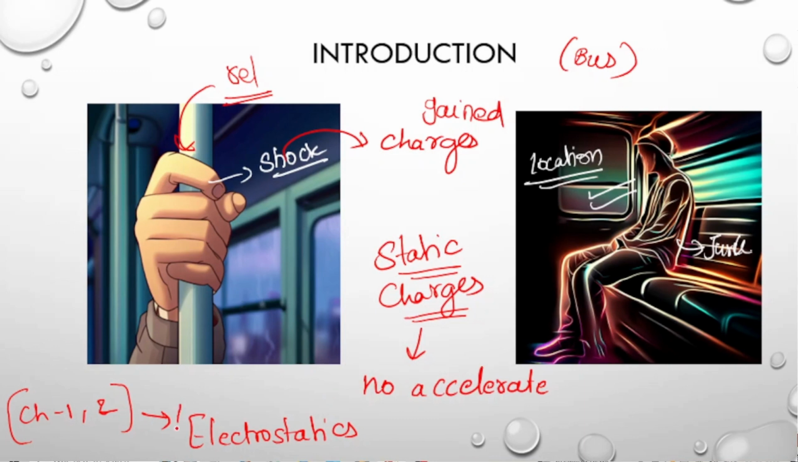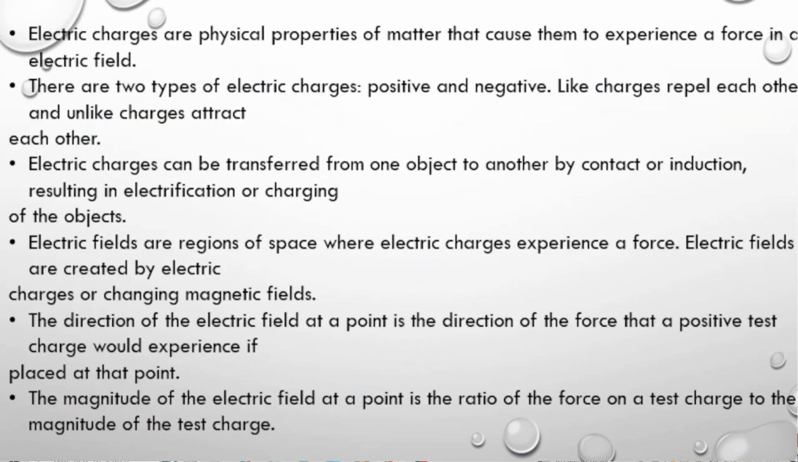Clear? So now we are going to read about the mechanism where the charges are not accelerating. We will dive into it in detail. Electric charges are physical properties of matter that can cause them to experience a force. Usually they will experience a force in an electric field, but just now you don't need to think much. While we are discussing the electric field, we will discuss it in detail.